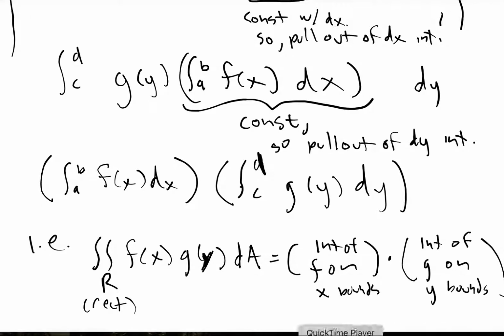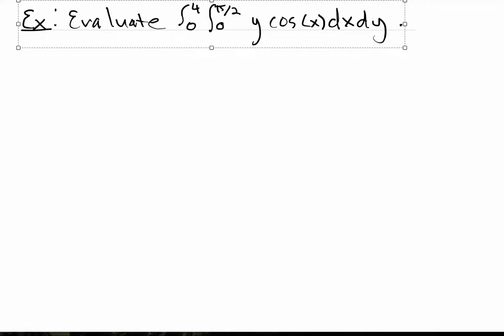So I'll go ahead and demonstrate with an example here. Let's say that I wanted to take this definite integral right here. We've got the function y, the function cosine x. So this is a product of a function of x and a function of y. My x bounds are from 0 to pi over 2, and my y bounds are from 0 to 4.